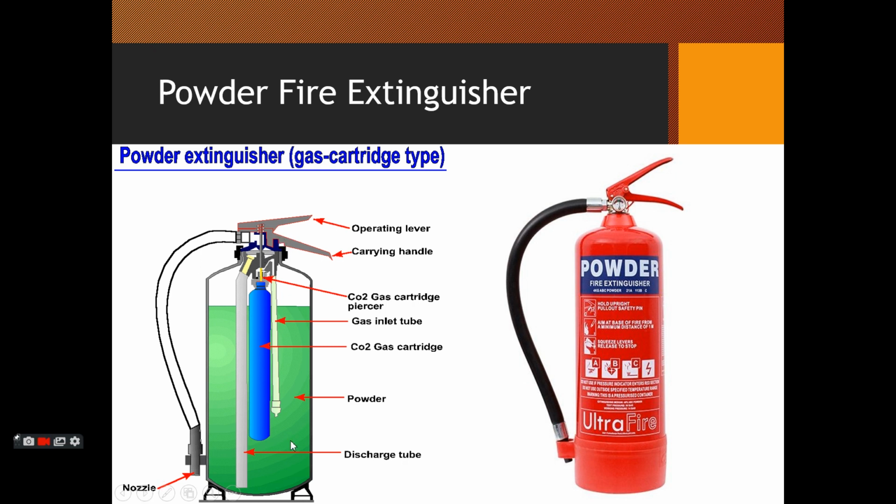After that we have the nozzle. Through the nozzle powder will come out. So this is the diagram, and this is the fire extinguisher which we can use on A, B and C type of fire. As you can see here, there is an instruction also on how to use it and what types of fires you can use it on. A, B and C. On electricity it's not showing, but you have to use it on A, B and C class of fire.